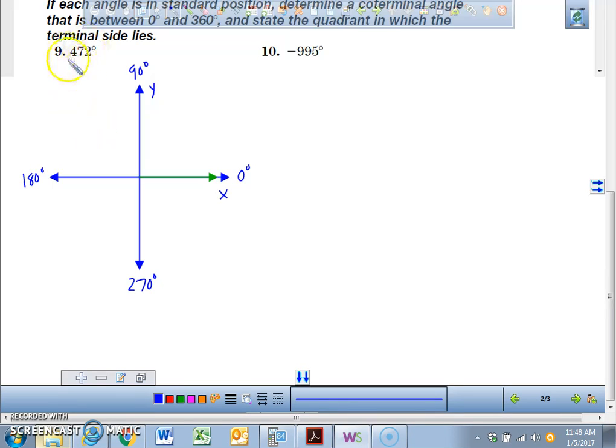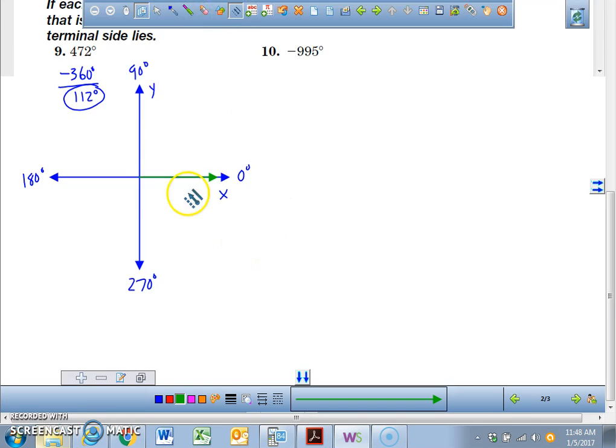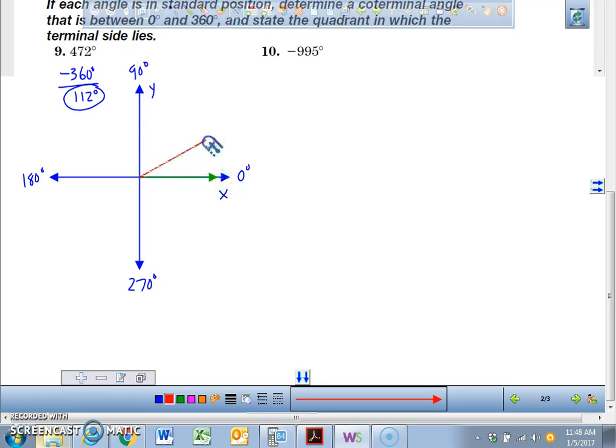Okay, so when you have 472, the first thing you need to do is realize, ooh, I need to take 360 degrees away from that and understand that I have an additional 112 degrees that I need to travel. So here's what's happened. You started right here on the initial side. You went one whole rotation, which is 360 degrees. And after you've gone 360 degrees, you have to go an additional 112. So that's 90. So 112 will probably be somewhere in here.